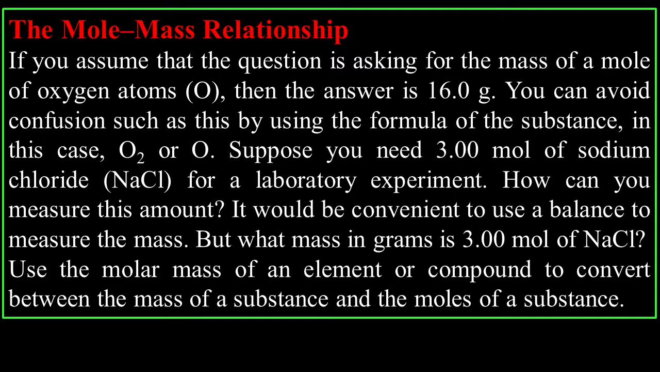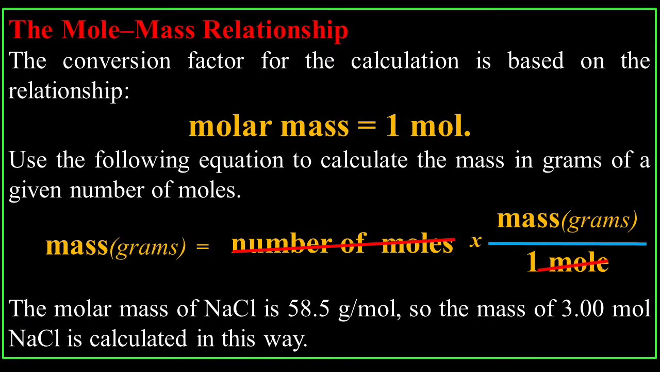Suppose you need 3 moles of sodium chloride, NaCl, for a laboratory experiment. How can you measure this amount? It would be convenient to use a balance or scale to measure the mass, but what mass in grams is 3 moles of sodium chloride? Use the molar mass of an element or compound to convert between the mass of a substance and the moles of the substance. It would be 58 grams. That's what I would use. That's how we would round it.